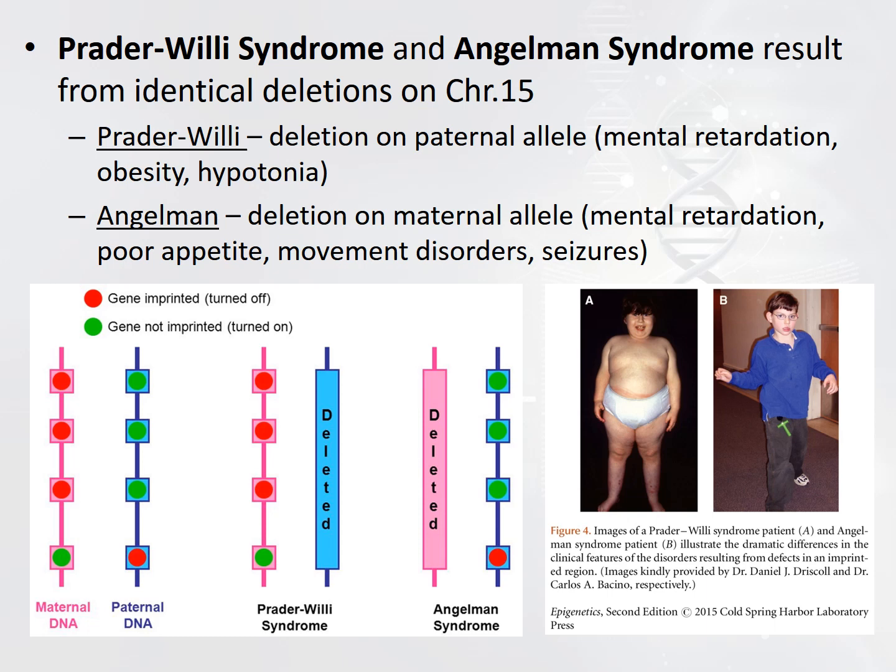Prader-Willi syndrome, characterized by mental retardation, obesity, hypotonia. However, if the maternal allele is the one that is deleted, the corresponding syndrome is Angelman syndrome, which is also characterized by mental retardation. However, it's also characterized by poor appetite, weight loss, and movement disorders. So although they have exactly the same genetic makeup, there are very different pathological phenotypes that can occur in response to that deletion.